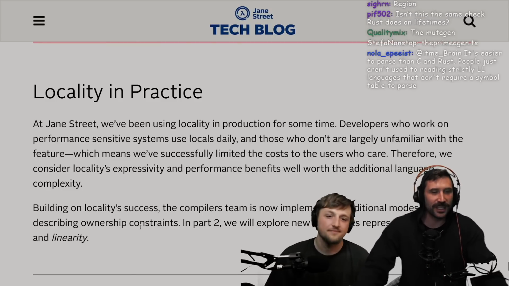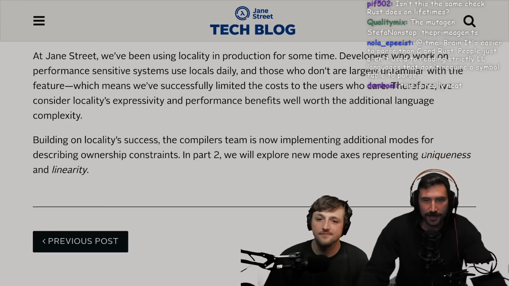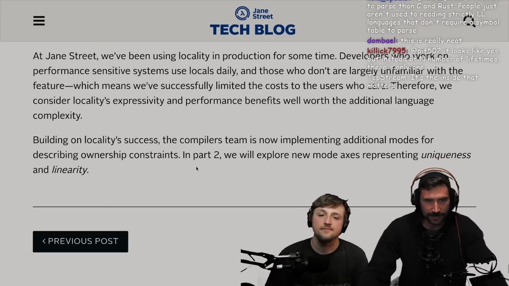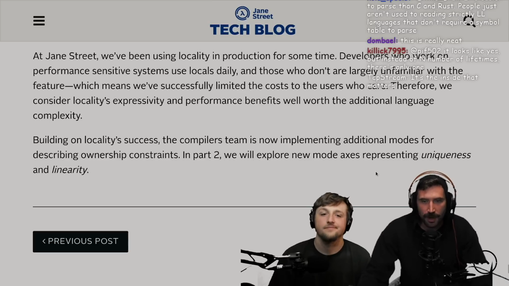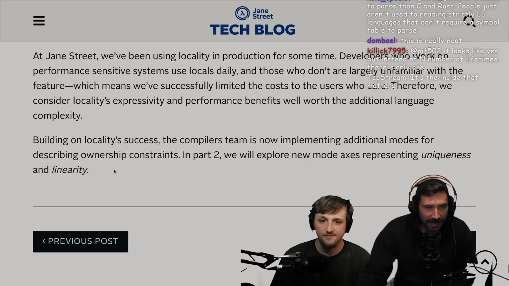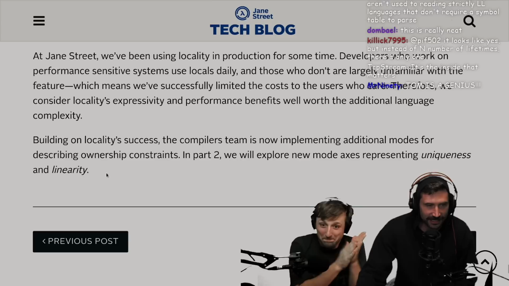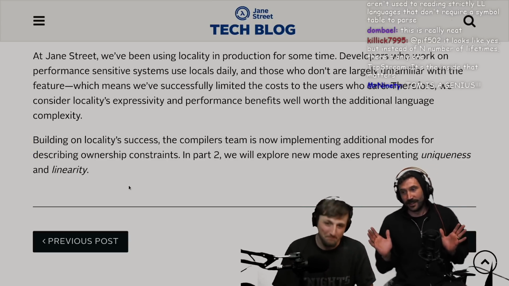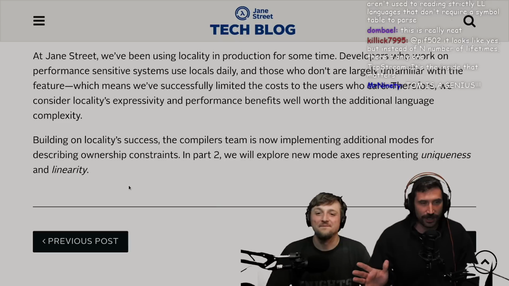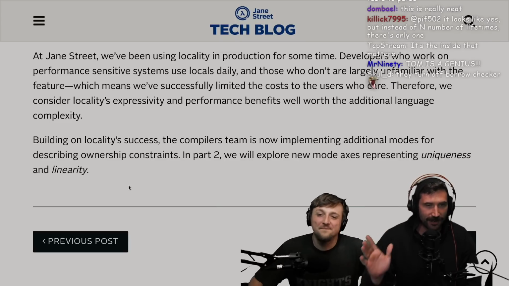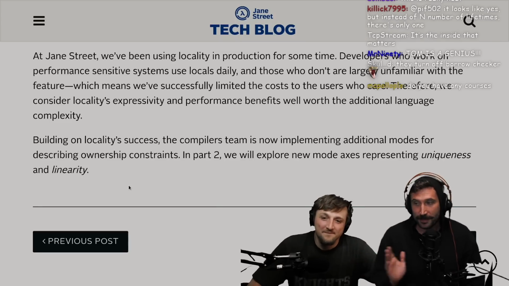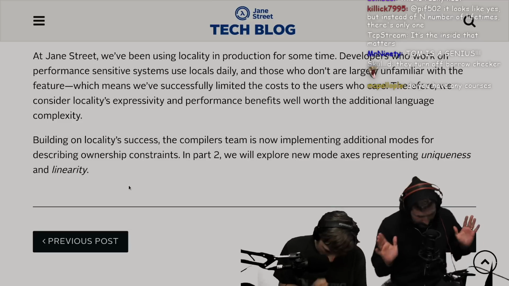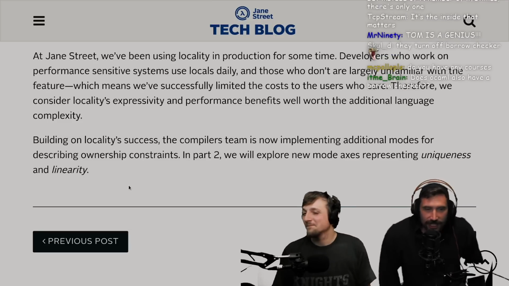Yes. Okay, building on locality success, the compiler team is now implementing additional modes for describing ownership constraints. In part 2, we'll explore new mode axes representing uniqueness and linearity. That's crazy. Ownership, basically. Those two together are ownership. Okay, well, I love where this is going. I'm very happy. I feel like I could love OCaml. I'm still on the I-don't-know-yet list, but I feel like I could love OCaml.